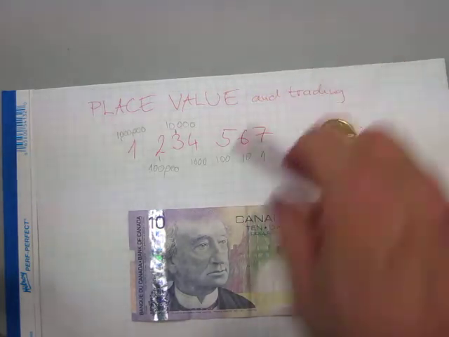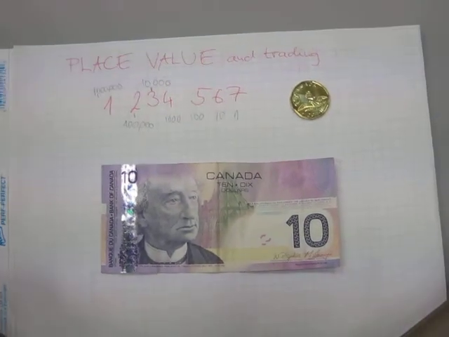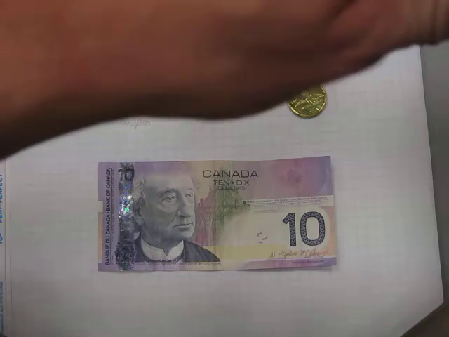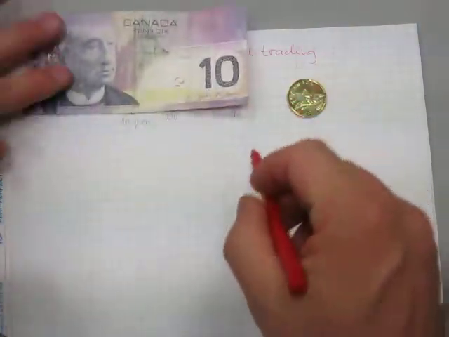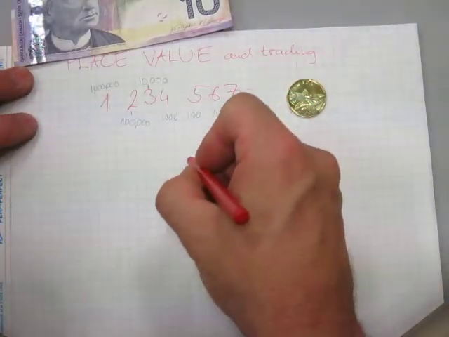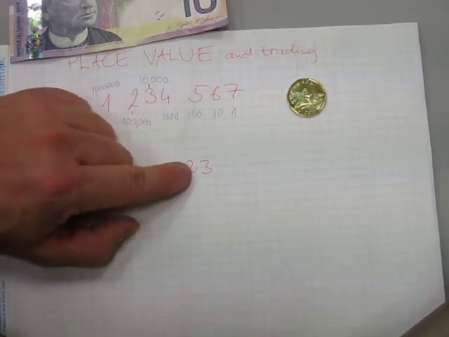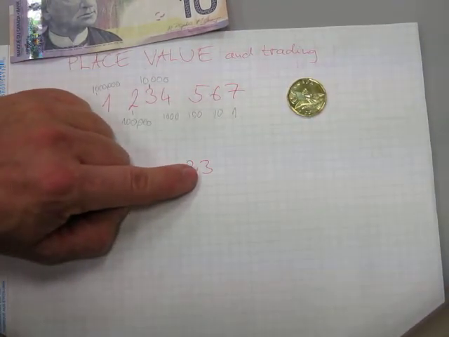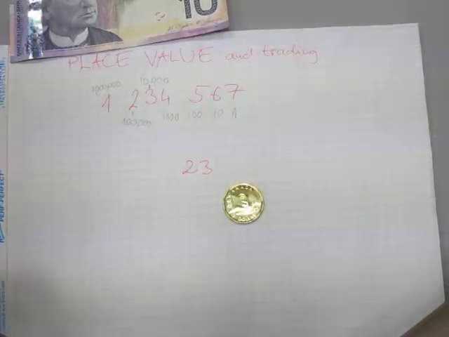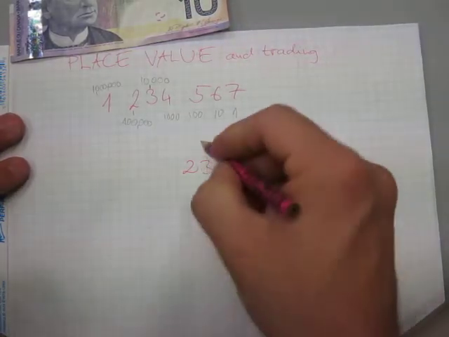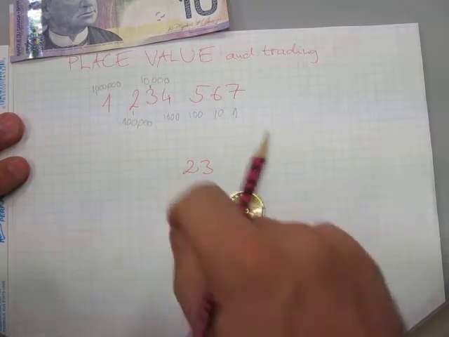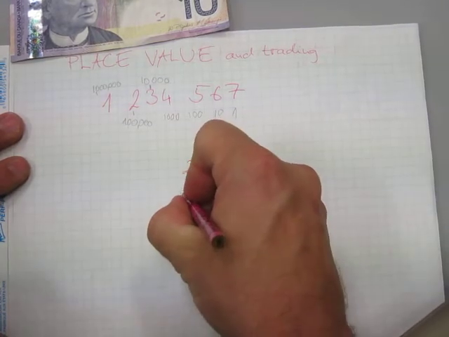Now, trading. I'm gonna draw another number here. Write it up. Say a 2-digit number, say 23. Now in the number 23, 3 is in the ones place. I'm just gonna write down the 1 here, and 2 is in the tens place.